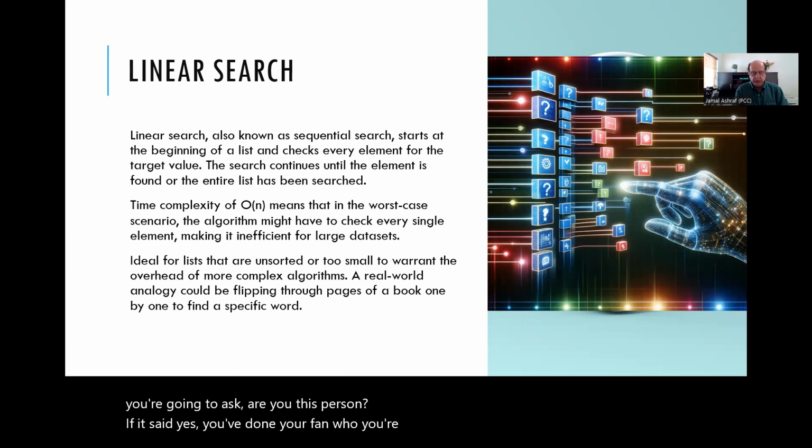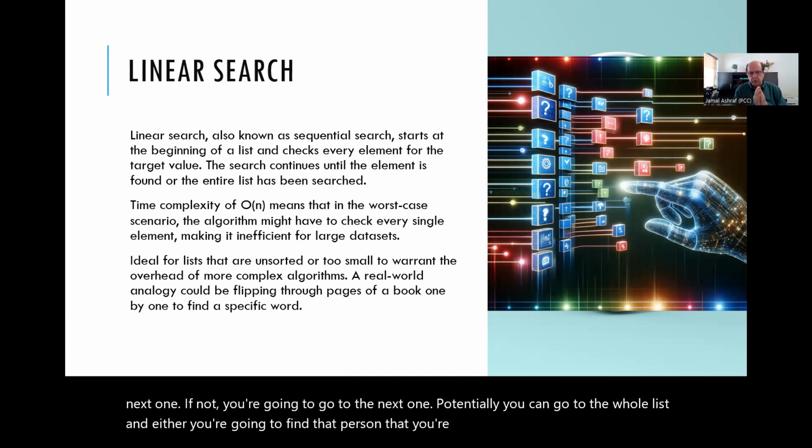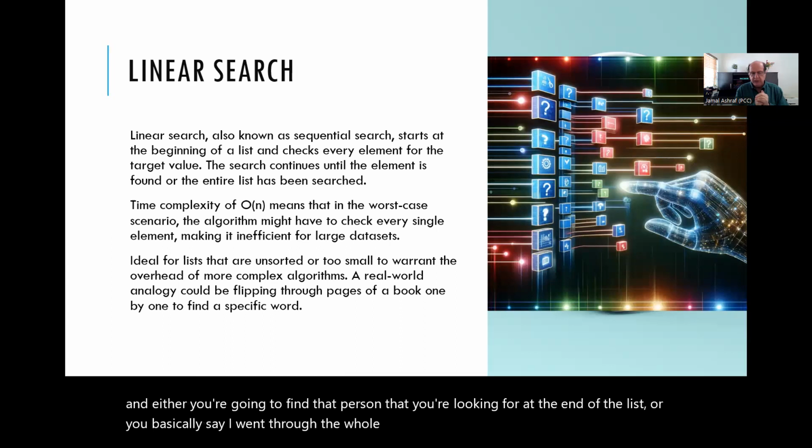If not, you go to the next one. Potentially, you can go through the whole list and either you find that person at the end of the list, or you basically say, I went through the whole list and I did not find the person that I was looking for.